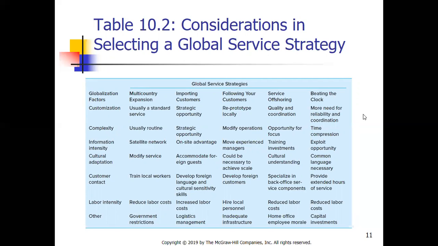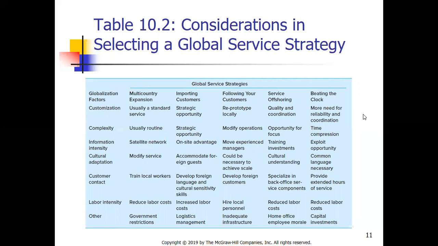So the first one, multi-country expansion. This is more towards franchising business. You are doing cookie cutter, as they call it, cloning the service rapidly in multiple locations. You can share with me examples of companies. And then coming to importing customer, the customer must be willing to travel long distance and stay for an extended time, or use telecommunication. The customer comes to you. That is the importing customer.